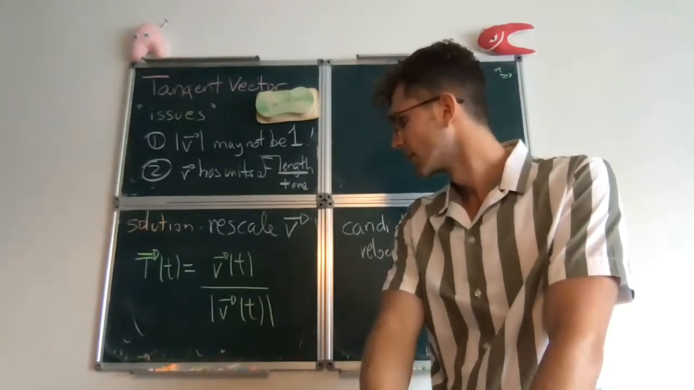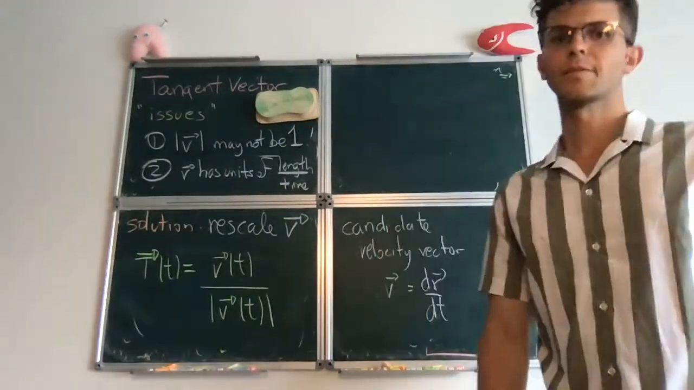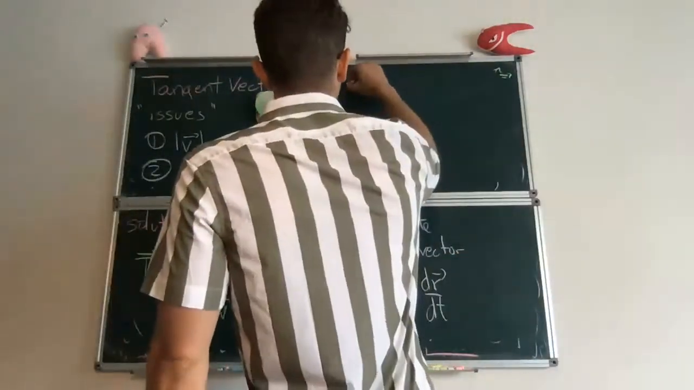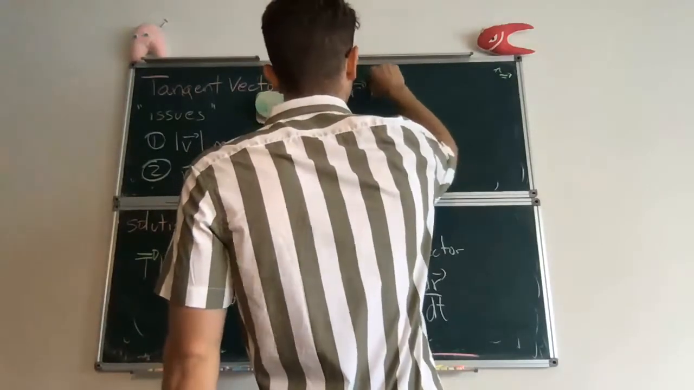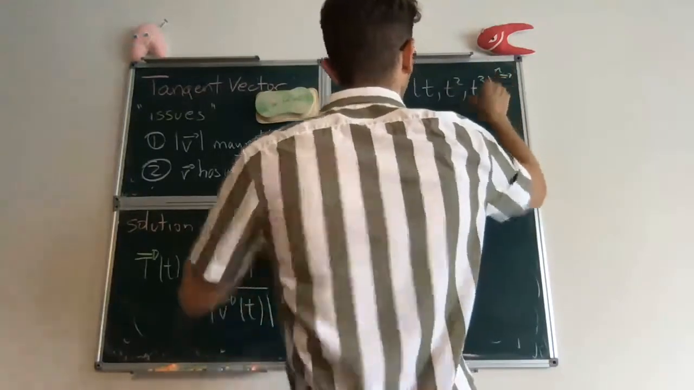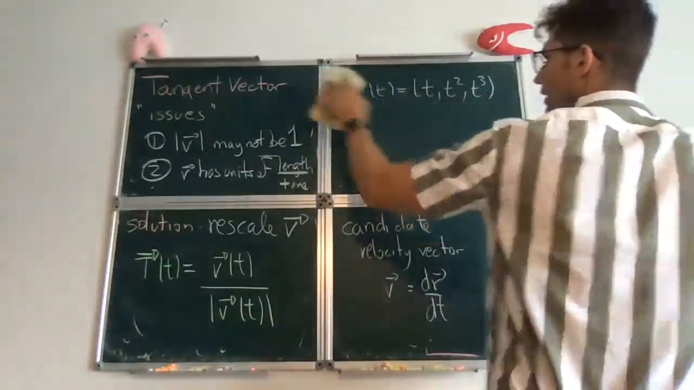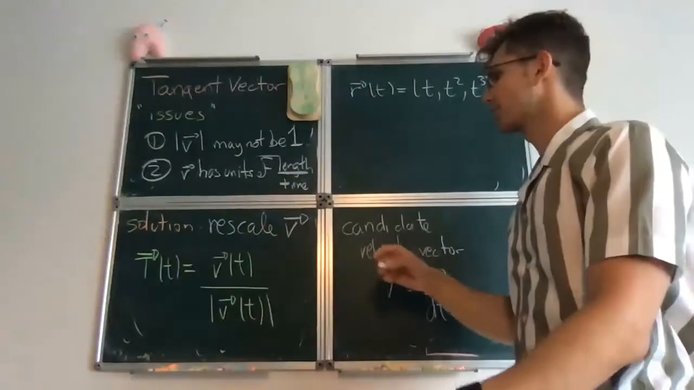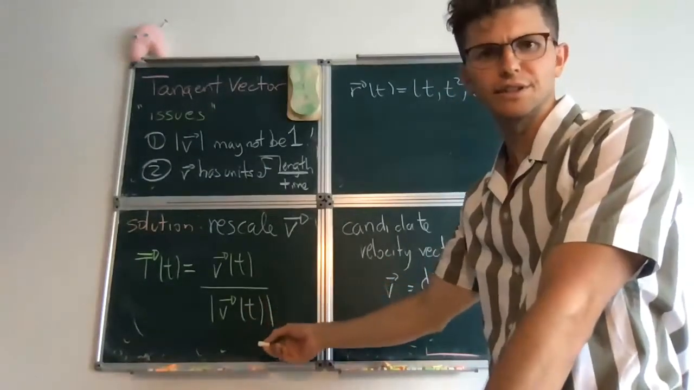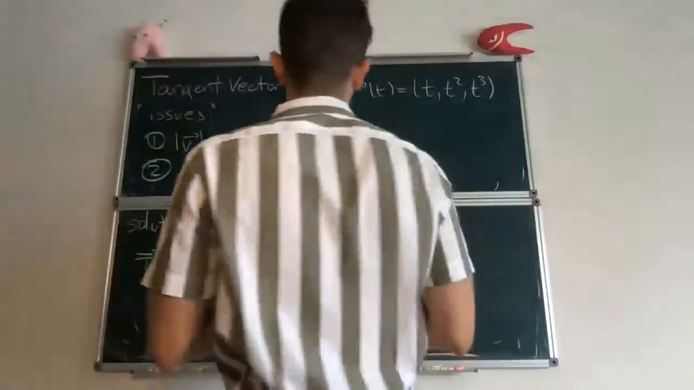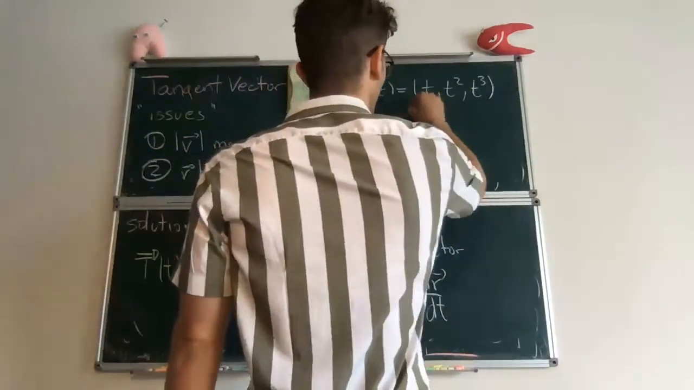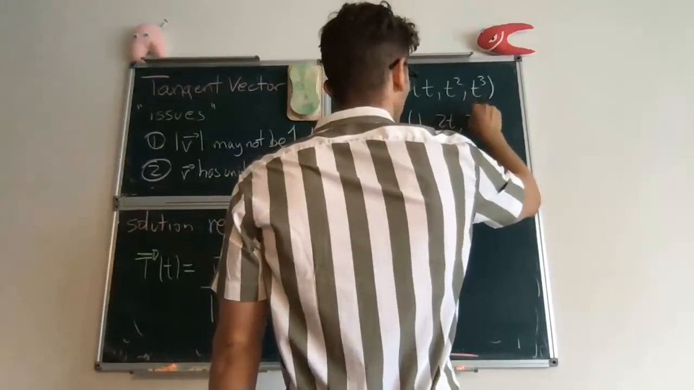Okay? So let's do an example. Let's find the tangent vector for this curve. Let's say that the curve is r(t) = (t, t squared, t cubed). That's the equation of the curve. In order to find the tangent vector is very easy. You compute the velocity and then divide by the norm of the velocity, which is known as the speed. The velocity is just the derivative of r, so it's (1, 2t, 3t squared).